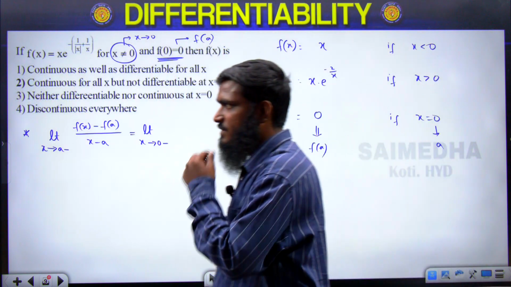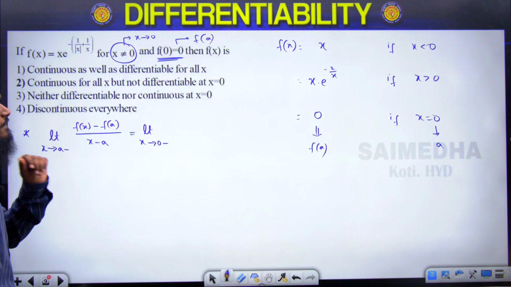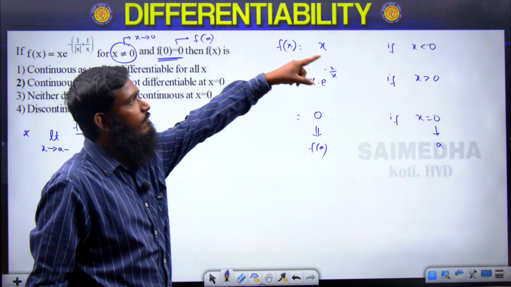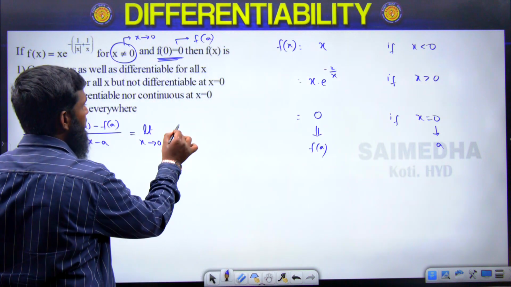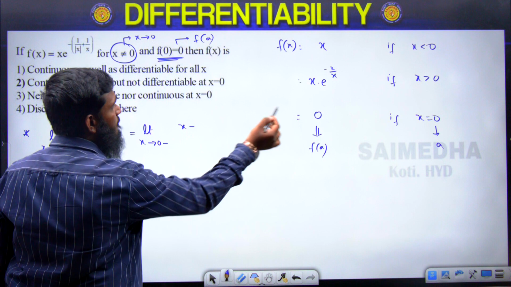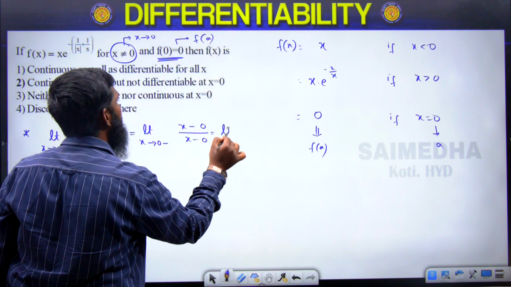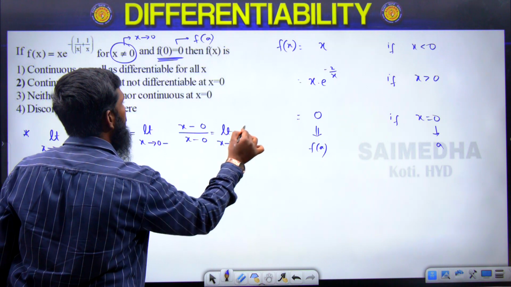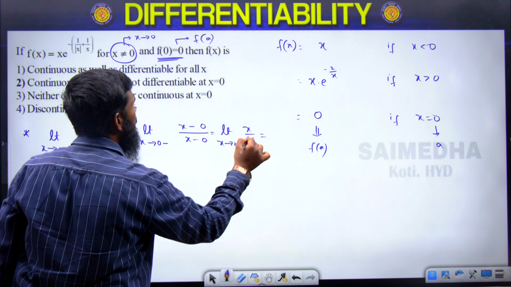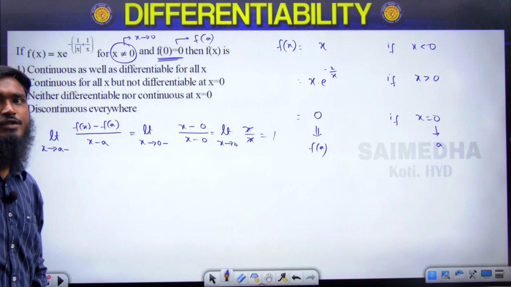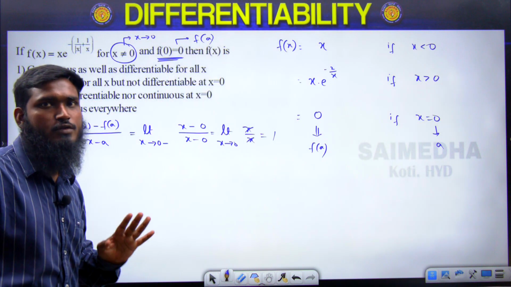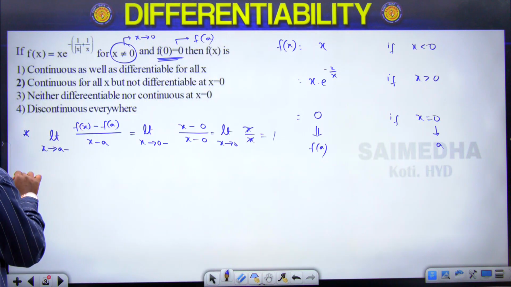Okay. Now let us see this part. What is f of x we have to take for the less than 0 part? For less than 0, f of x is equal to x. So x minus f of a, which is 0, divided by x minus 0, which is equal to the limit as x tends to 0 of x by x, which is 1. The L value is equal to 1. Now let us find the m value.